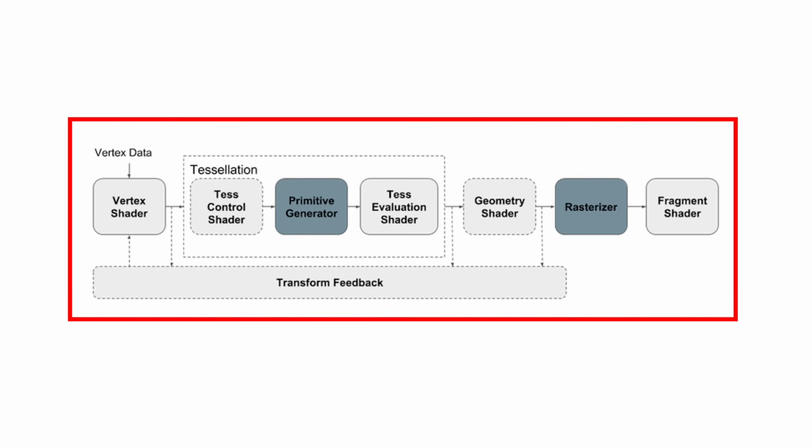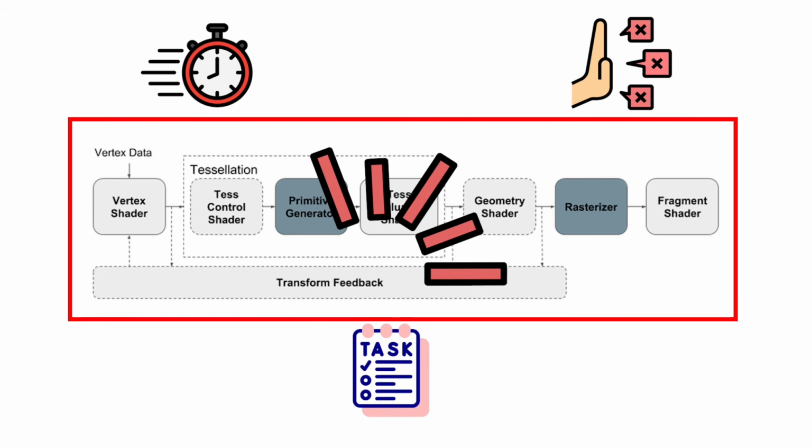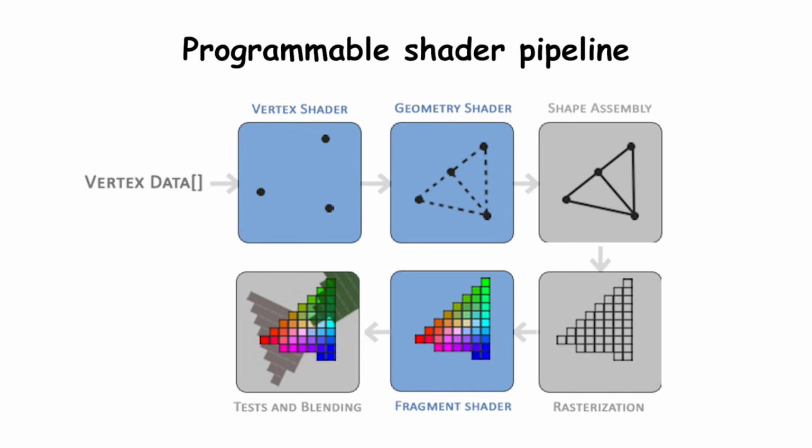This made the pipeline fast for its narrow set of tasks, but inflexible. Any effect outside those built-in steps required awkward workarounds, extra passes, or was simply not possible. The next step was the programmable shader pipeline.